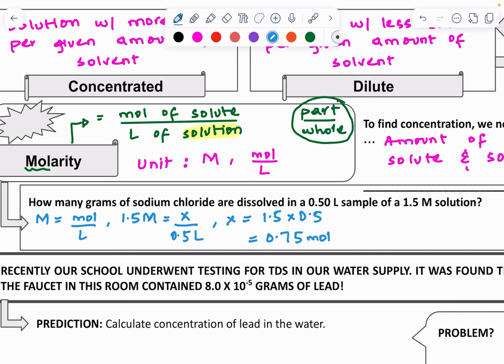The problem is, the question is not asking for moles of sodium chloride. Instead, it's asking for the grams. So as we have talked about this multiple times in class, when we are doing conversion between grams and moles, we need the molar mass. So for sodium chloride, the mass of sodium is about 23, and the molar mass for chlorine is about 35.5, so that adds up to approximately 58.5.